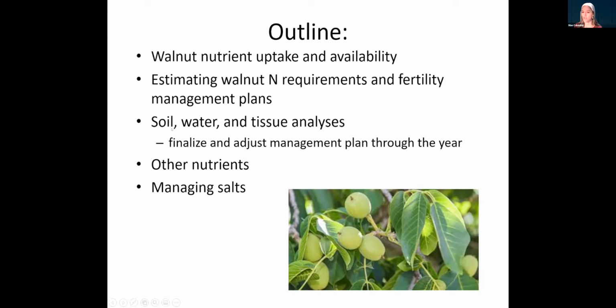I'm going to talk about soil, water, and tissue analyses and how you can use that to finalize and adjust your management plan throughout the year, and then also how that information is useful for understanding the impacts of salt. We'll talk about some of the other critical nutrients for management, and then a little bit on managing salts.